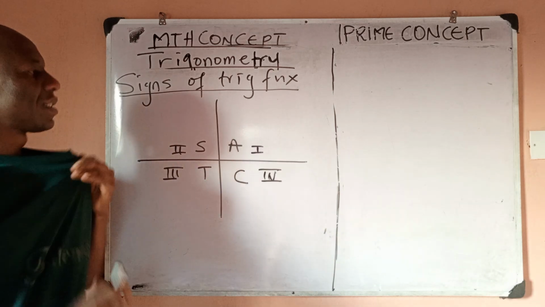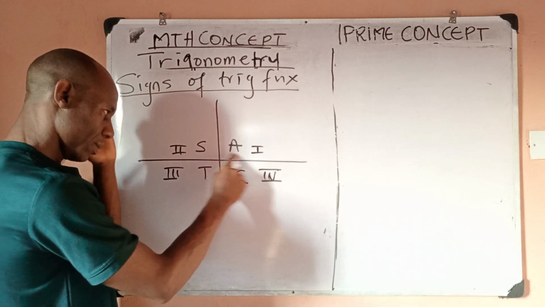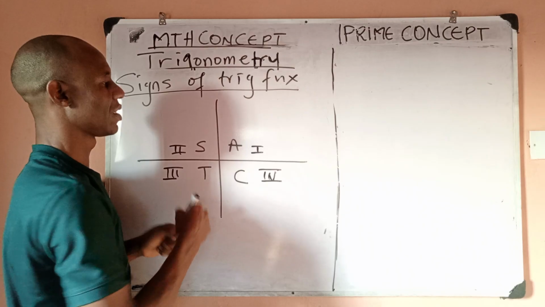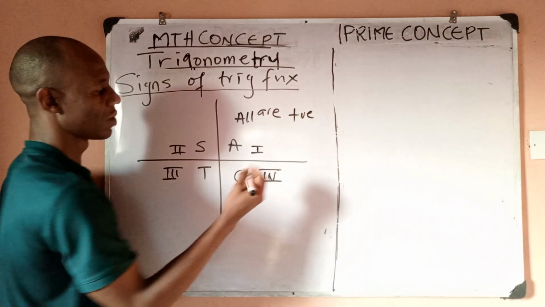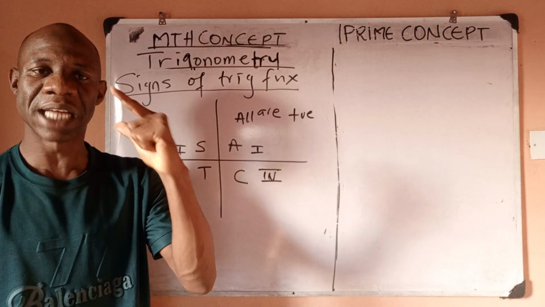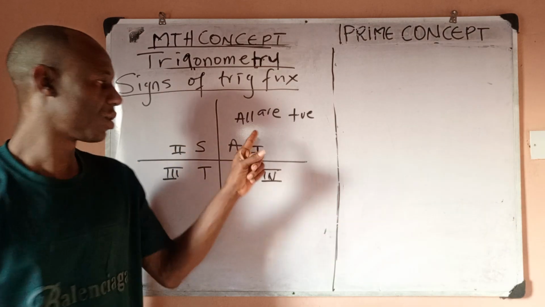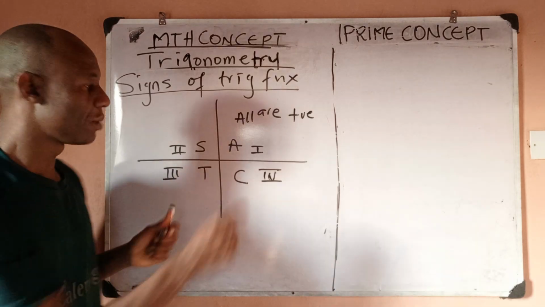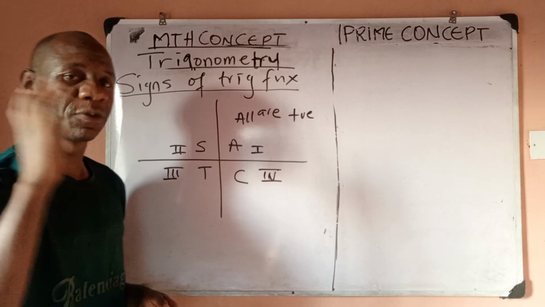Now, what does this mnemonic stand for? A in this case means that all trig functions in the first quadrant are positive. All are positive. That is to say, sine of an angle in the first quadrant would give you a positive result. Cosine of an angle in the first quadrant will give you a positive result. Tangent would give you positive. So all the trig functions, as long as they're in the first quadrant, would give a positive result.